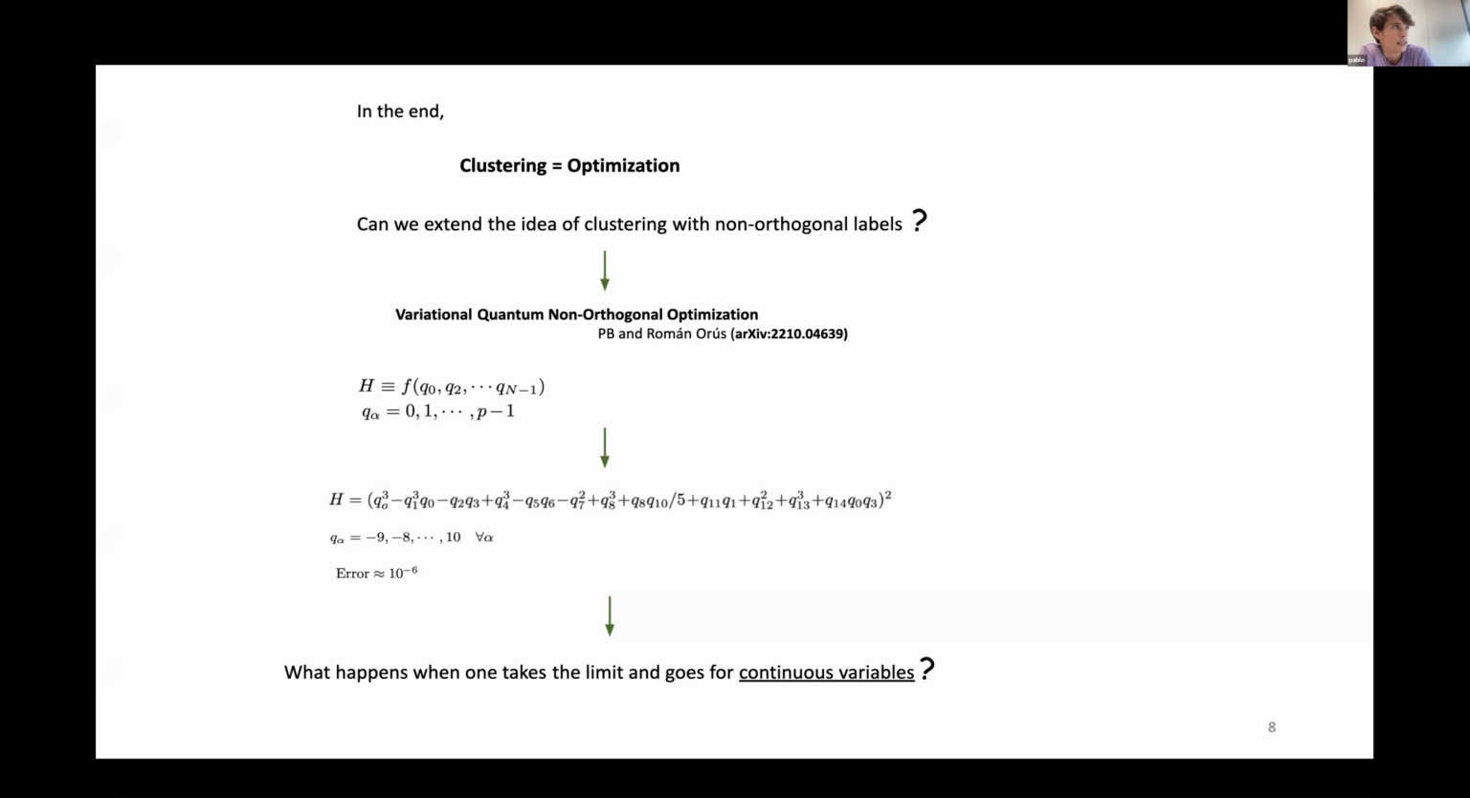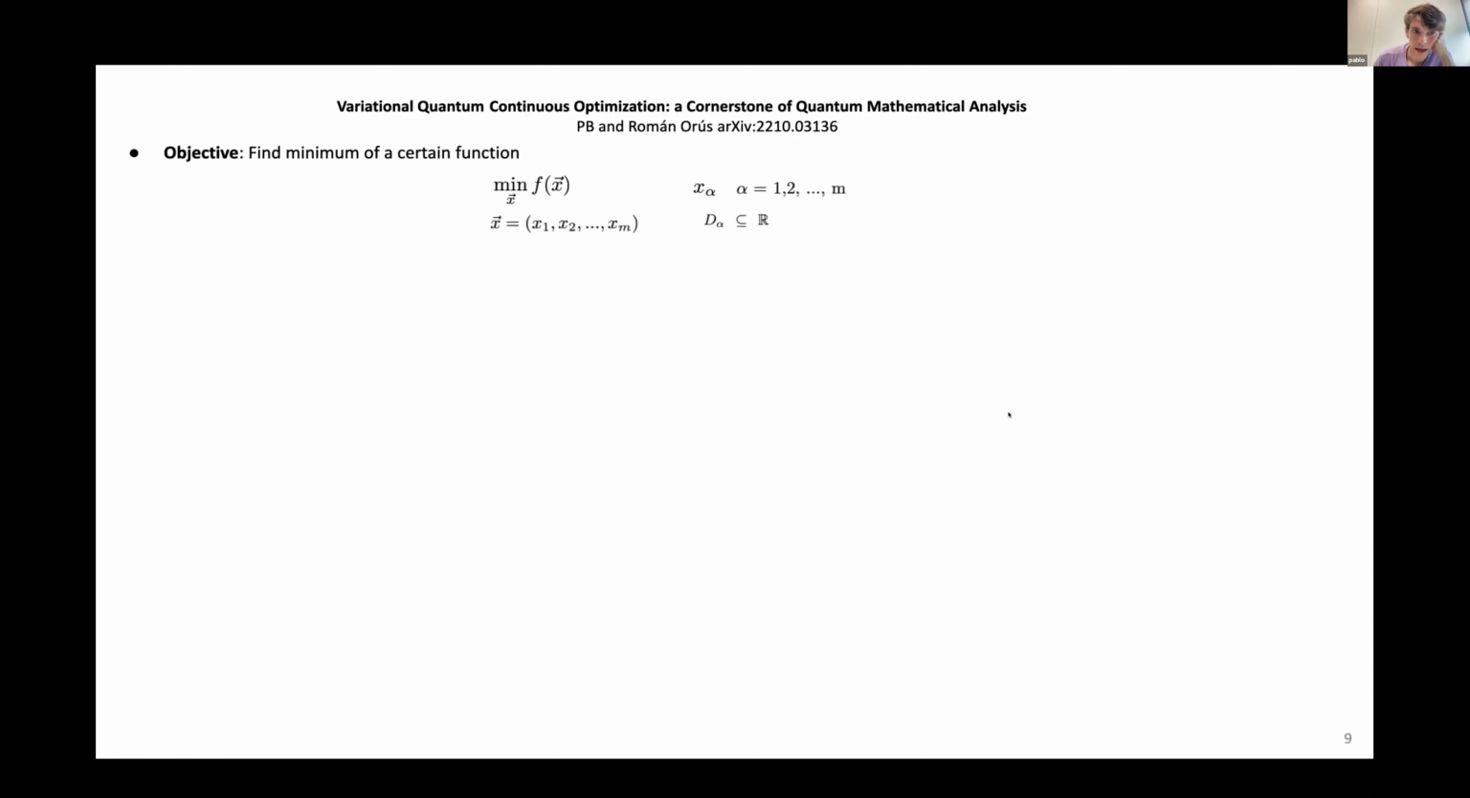The question here is, if we were able to do that with a discretized system, with discrete variables, can we move to the continuum? Can we use continuous variables with this kind of approach? And you can, in fact, do that. This is another result that we got in this field. So again, the question is, we have a certain cost function, a certain Hamiltonian, with continuous variables.